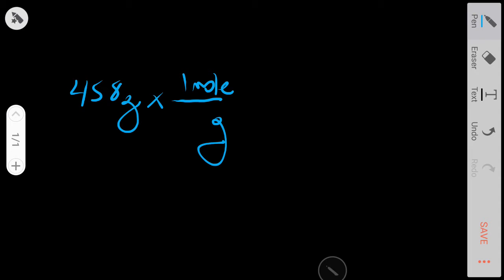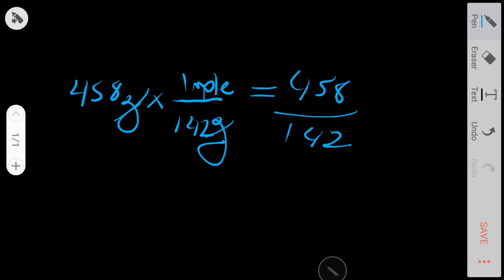And it's that easy. So how many moles are there in 458 grams? I'm now going to calculate the molar mass of sodium sulfate, which is 142. That's going to equal 458 divided by 142. Grams cancel, we're left with moles. My answer is 3.21 moles.